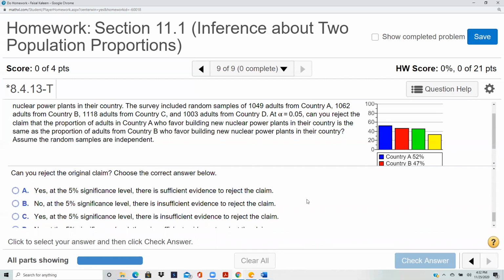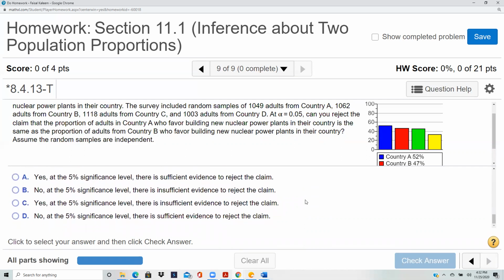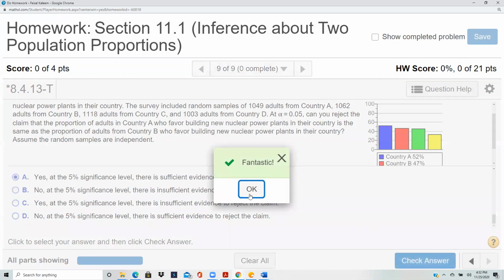And when we reject the null, we do have evidence to reject the original claim. Yes, we can reject the original claim. There is evidence. Okay, so that finishes the section.